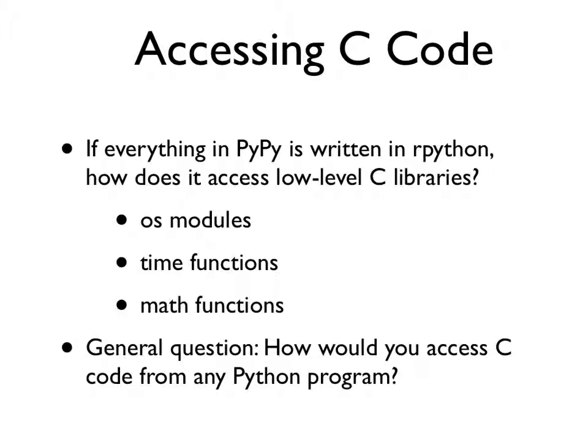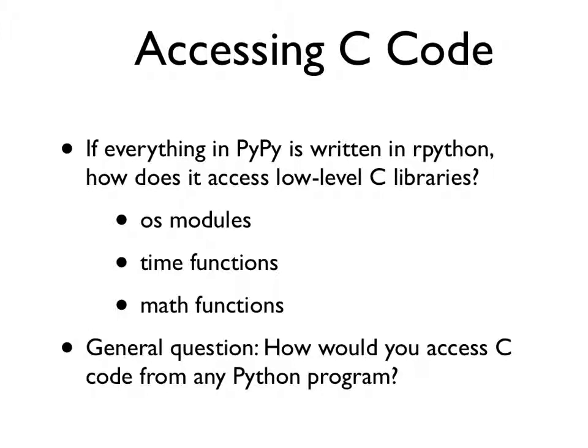One thing that just boggles the mind in this PyPy project is that literally everything is written in Python. I mean, that's the whole goal of the project, right, to write the whole Python interpreter in Python. And there's this issue that comes up, which is how do you access low-level libraries? There are a lot of modules in Python, like the OS module and time and math, that basically have to interact with C code at the C level. You know, I have to call C functions, and there's this question about how that works in this RPython environment. And one question you can ask is just how would you access C code from Python?